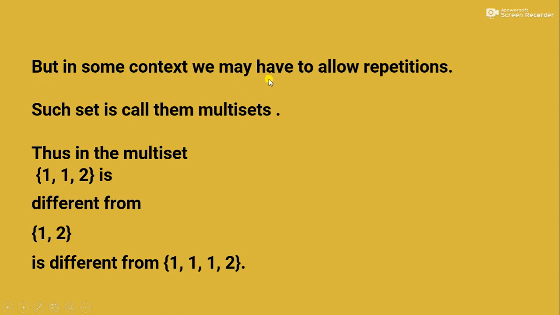In some contexts we may have to allow repetition. Such a set is called a multiset, and this multiset is different from this multiset, and this multiset is different from this multiset. But if we are talking about the normal set, then these sets are equal, because in a normal set repetition is not allowed, but in a multi-set repetition is allowed. Therefore this set is different from this set.